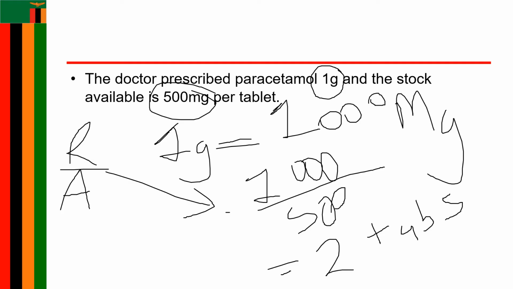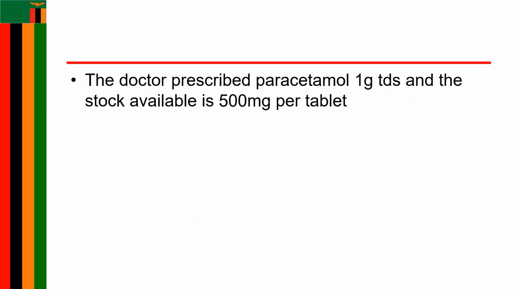Let's continue with this question, but with more information. Same question, but we're adding this information, which is TDS. TDS means 3 times a day. So the question is, the doctor prescribed paracetamol 1 gram TDS and the stock available is 500 milligrams. We already know the formula is required dose divided by the available stock, and we already calculated all this to 2 tablets.